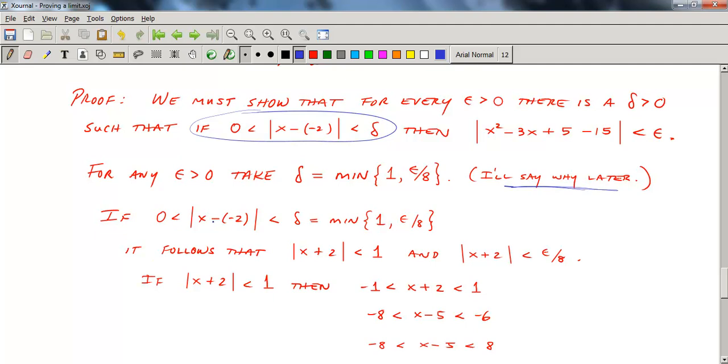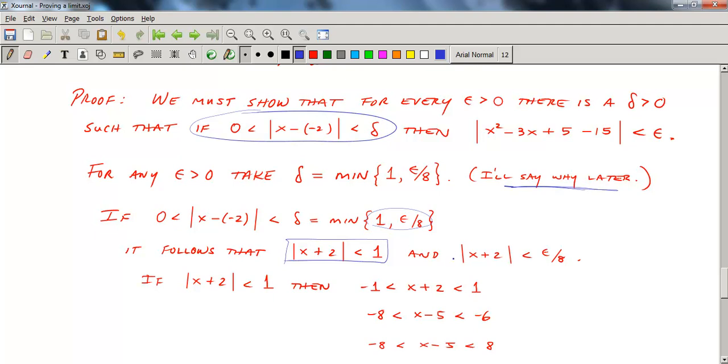You'll notice all I did here was to rewrite x minus negative 2 as x plus 2. And since delta is the smaller of these two, then this statement here is certainly true. If delta is the smaller of 1 and epsilon over 8, well, then it's definitely smaller than 1.